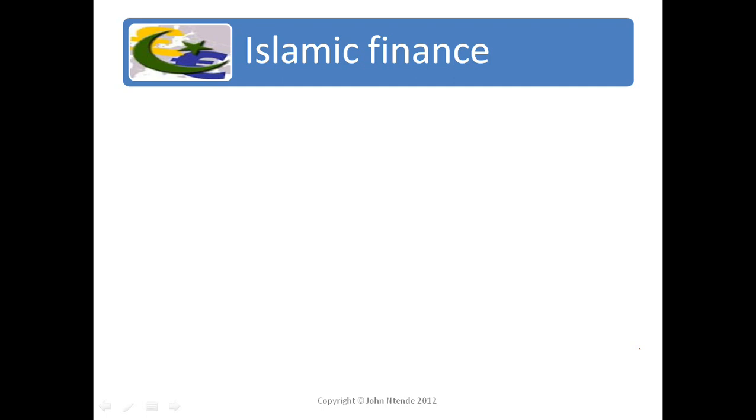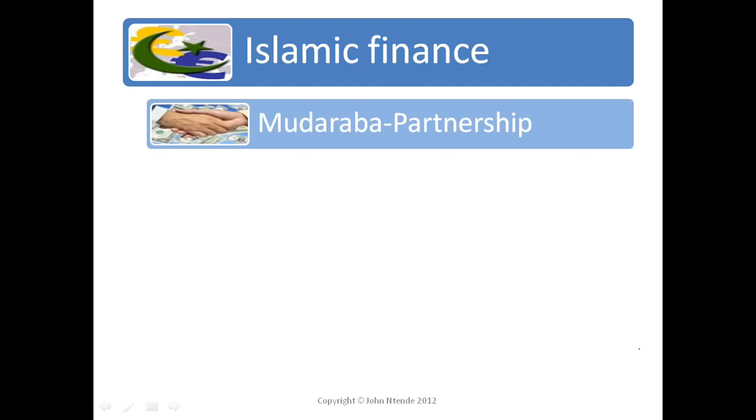Now let's briefly look at Islamic Finance. Here what you need to know is simply briefly what it is. They're not going to ask you any detailed questions. We have something called the Mudaraba. The Mudaraba is simply a partnership where one partner provides capital and the other expertise, and both sides share in the profit and loss.